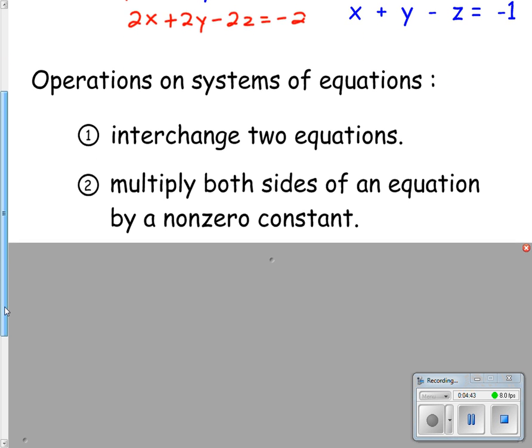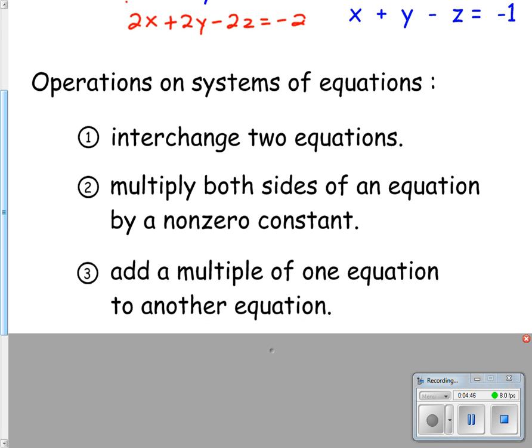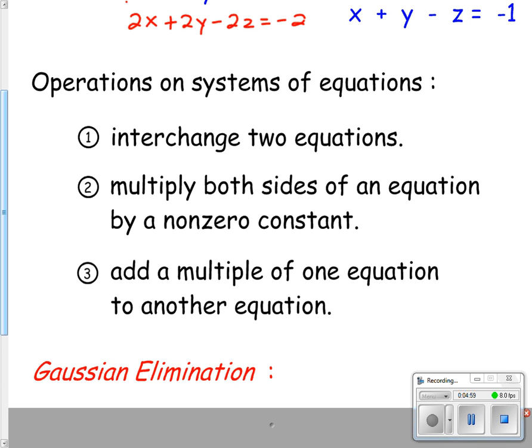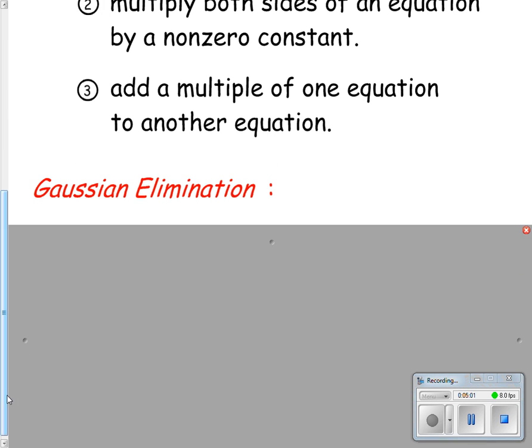Those first 2 operations should seem rather obvious. It's the third operation that's the most useful. You're allowed to add a multiple of one equation to another equation, and thereby replacing the second equation. I'll show you what I mean in a few minutes.